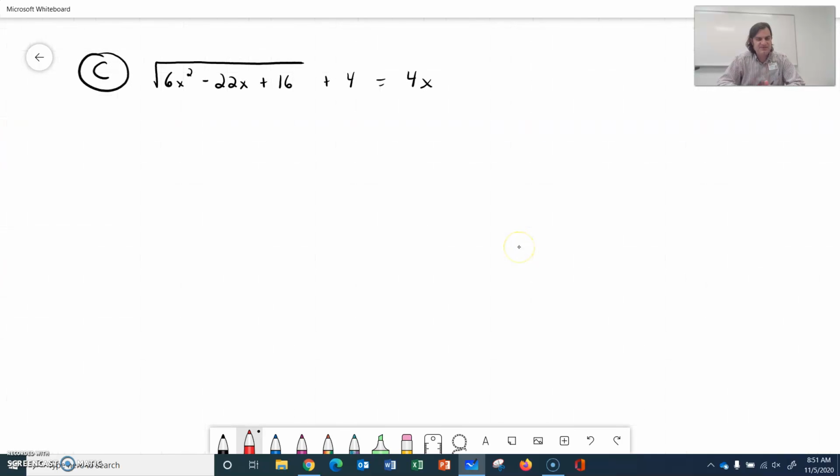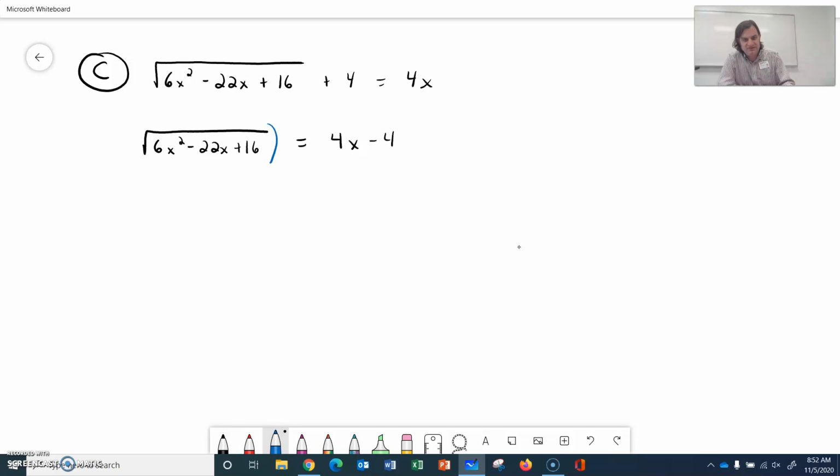Alright, the last practice problem here. The square root of 6x squared minus 22x plus 16, that's all under the root, and then plus 4, and that equals 4x. So once again, we're going to isolate the root. So we'll move the 4 over, but the 6x squared minus 22x plus 16 will be under the root on the left. And on the right we'll have 4x minus 4.